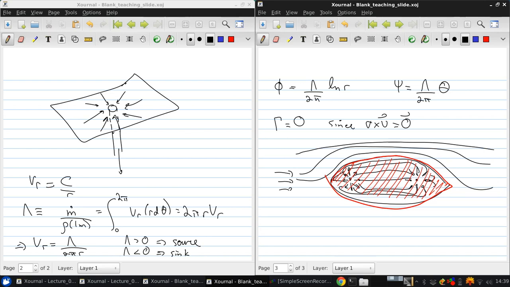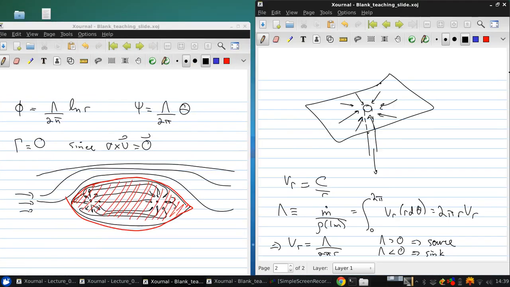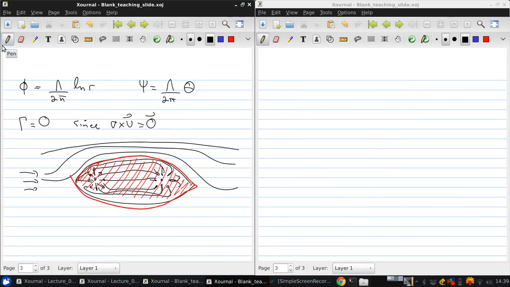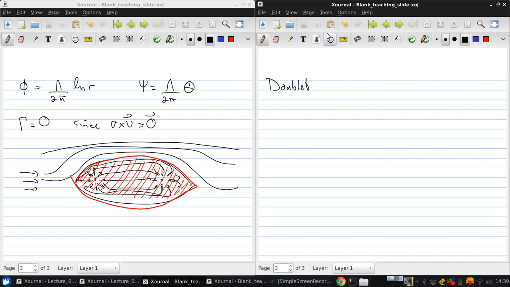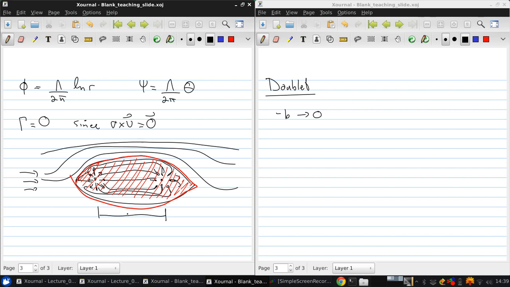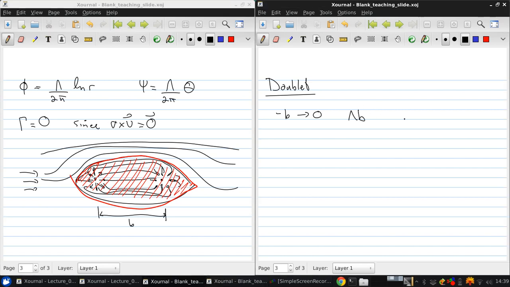Now, that's not particularly of aerodynamic interest, so I won't spend much time on it. Instead, what I'll talk about is what happens if this source and sink here are moved closer together, in the limit that the distance of separation between them goes to zero. And that results in something we call a doublet. So here, if B is the separation distance between the source and sink, so that's B, then as B tends to zero, the strength times the distance must remain constant as we bring them closer together.